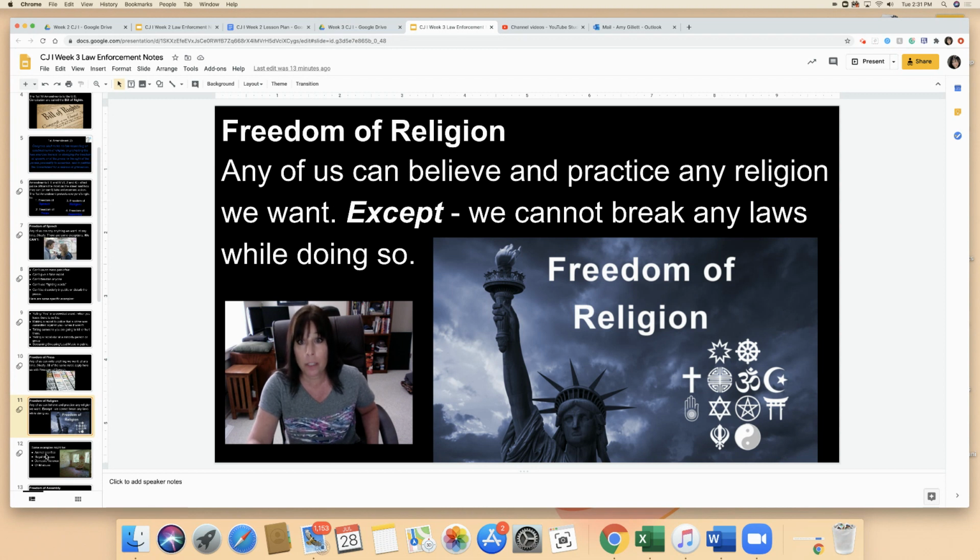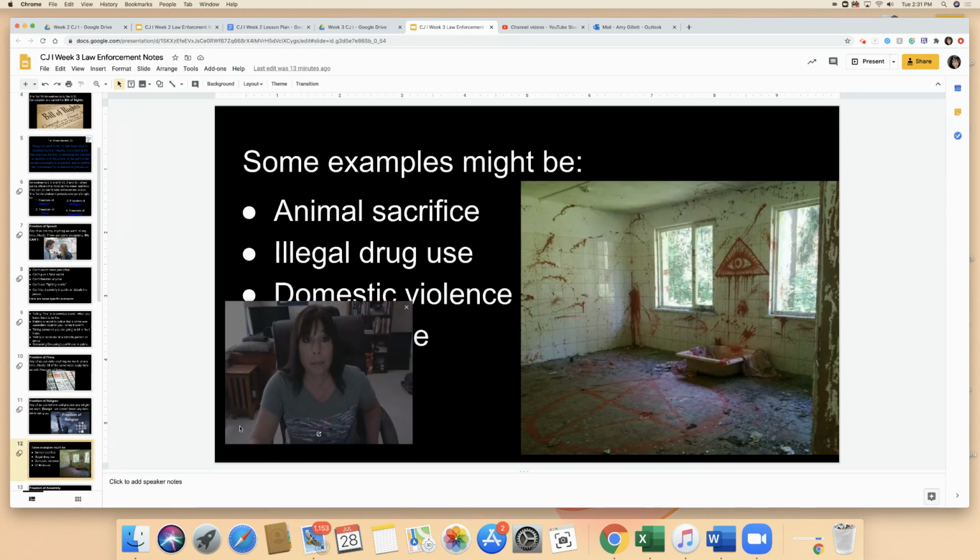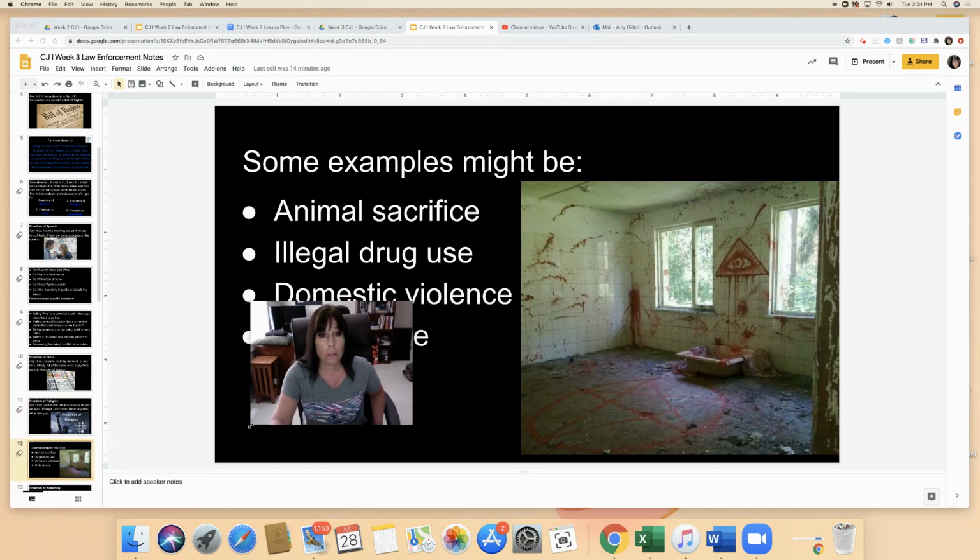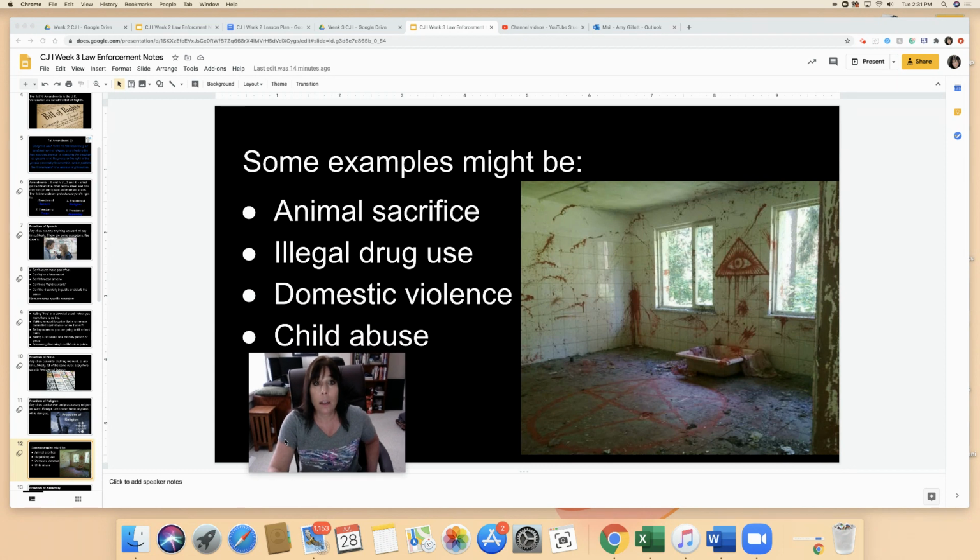Freedom of religion. Any of us can believe and practice any religion we want, except we can't break any other laws while doing so. So, for example, you cannot sacrifice animals. You can't use illegal drugs and say, oh, I'm having a religious ceremony, if that drug is illegal. There are some minor exceptions.